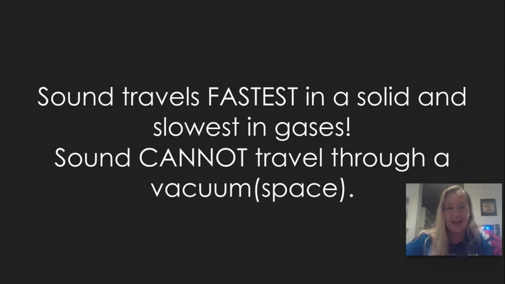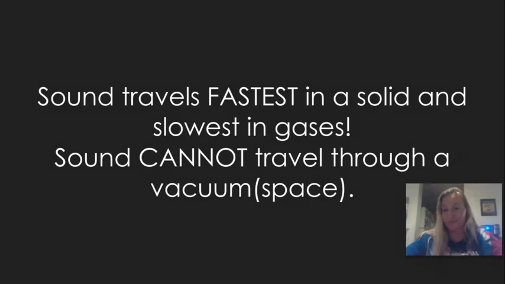And lastly, we have our sound waves. Remember, our sound waves are different than light waves. They're not a type of electromagnetic wave. They're completely different. Sound waves travel through molecules bumping into each other, kind of like dominoes. So sound cannot travel through space.